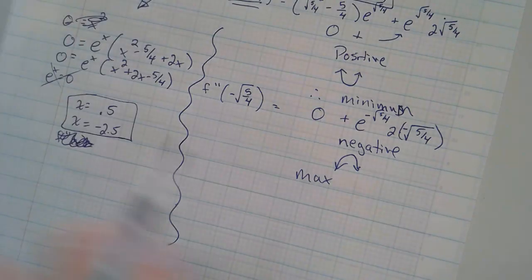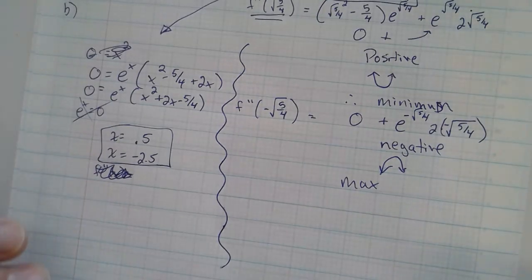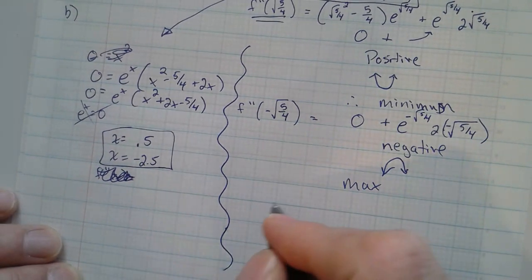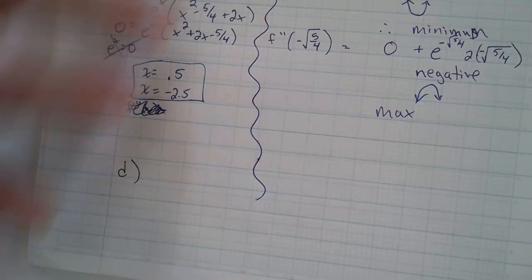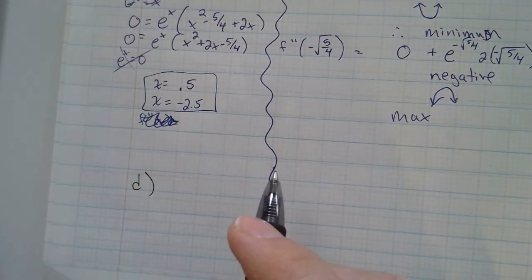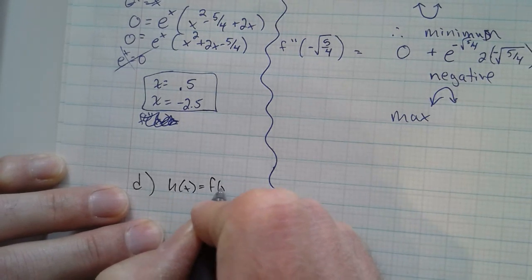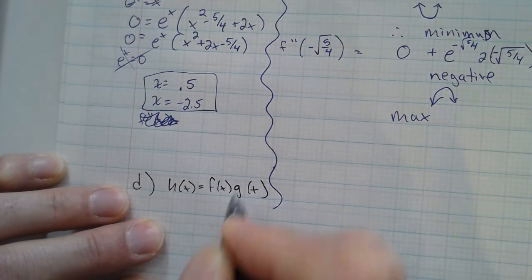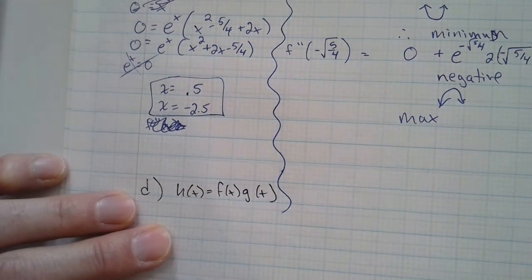Lastly, part D. What do we got? Let's see, part D. All right, H is equal to f of x times g of x. Is H increasing or decreasing at 0? Give a reason. Okay, so let's find out.